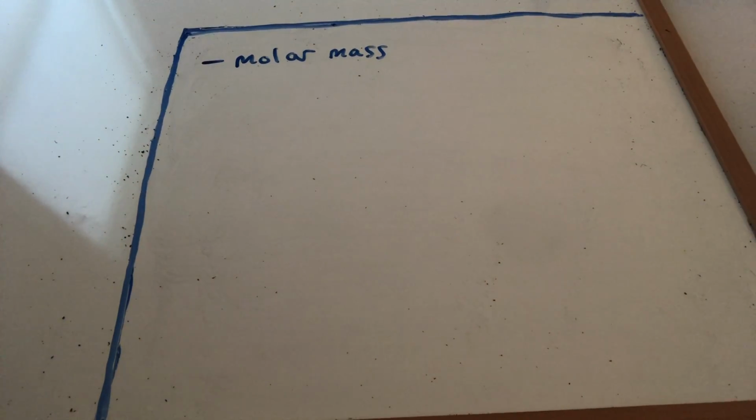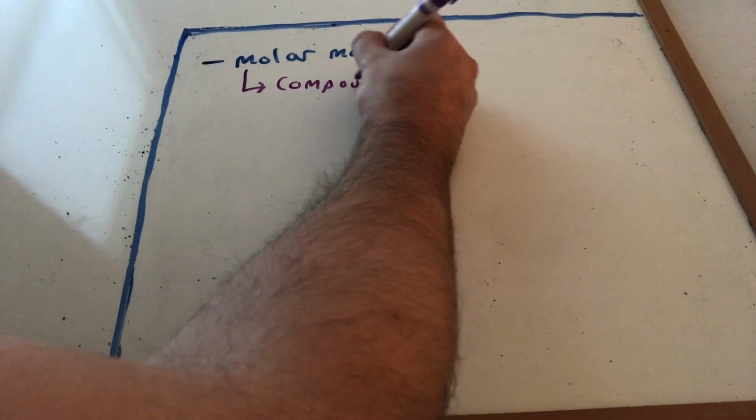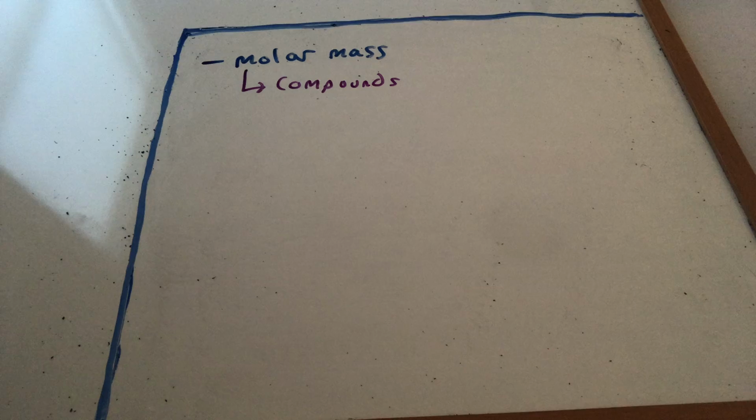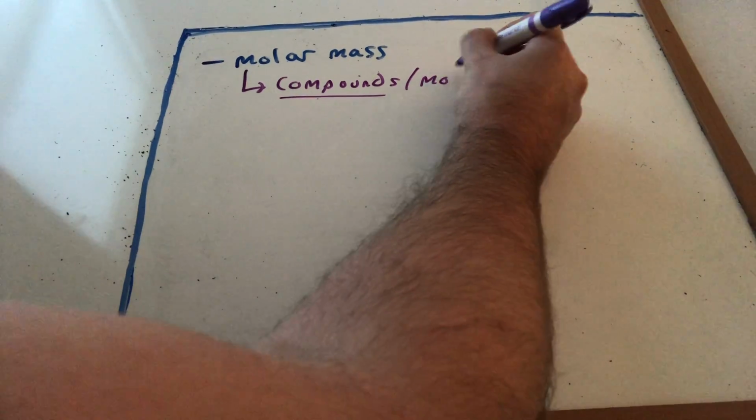Let's actually just go there right away. All right, so let's look at the molar mass for compounds now. We can extend this idea not just to individual atoms in the periodic table, but we can actually use it for compounds and molecules as well.